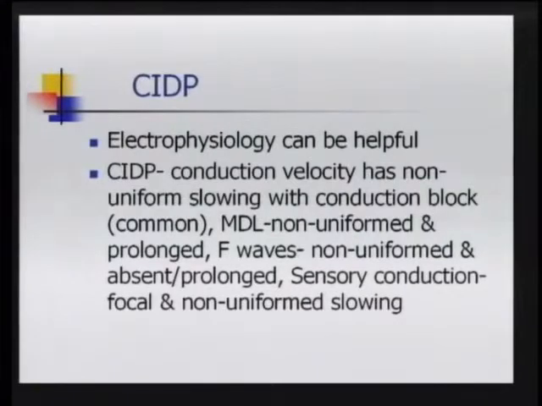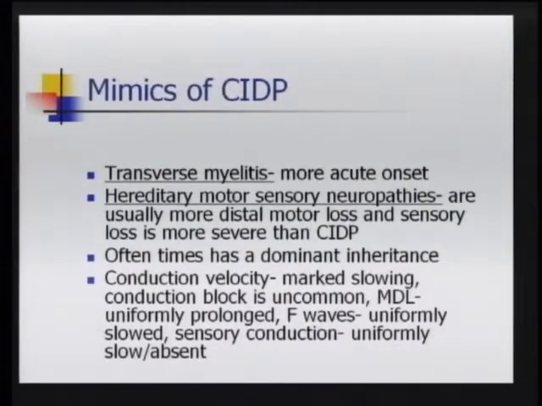CIDP has a very uniform electrophysiologic characteristic: non-uniform slowing with conduction block. Transverse myelitis, of course, could mimic CIDP, but it has a much more acute onset, and it has both distal as well as proximal weakness. Hereditary motor sensory neuropathies are usually more distal in terms of their motor loss, and the sensory loss tends to be a little bit more severe. And often with hereditary motor sensory neuropathies, there's a dominant inheritance, so many people will have a family history of that.